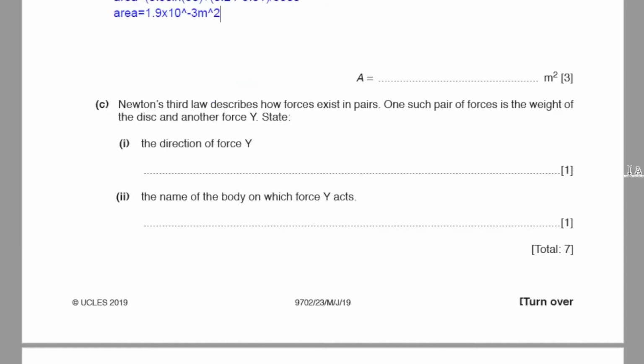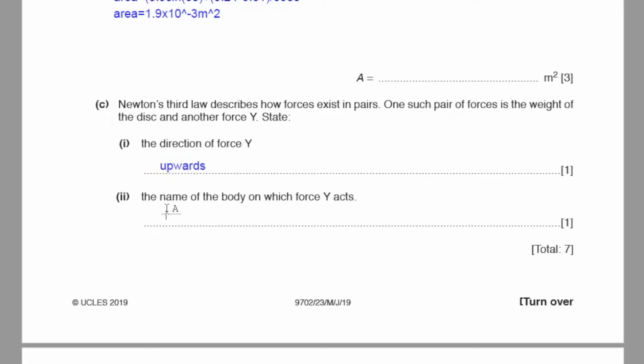Part C. Newton's third law describes how forces exist in pairs. One such pair of forces is the weight of the disk and another force Y. State part 1, the direction of force Y. So according to Newton's third law, both these forces are going to be in opposite directions to each other. Hence, this is going to be upwards since weight acts downwards.